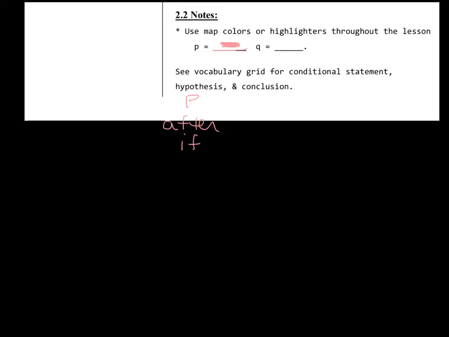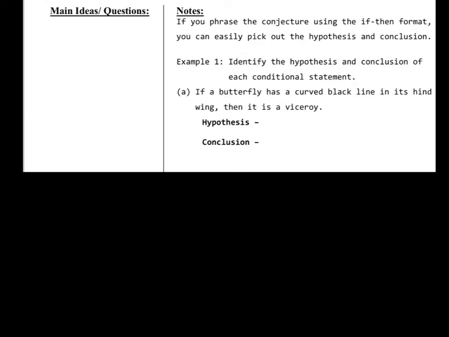And I'm going to be using blue for Q, and remember your conclusion is Q, and that is what comes after the word then. So you need to review what a conditional statement is, hypothesis, and conclusion using your vocabulary grid. If you phrase your conjecture using the if-then format, you can easily pick out the hypothesis and conclusion. Because remember, your hypothesis is what comes after the word if, and your conclusion is what comes after the word then.